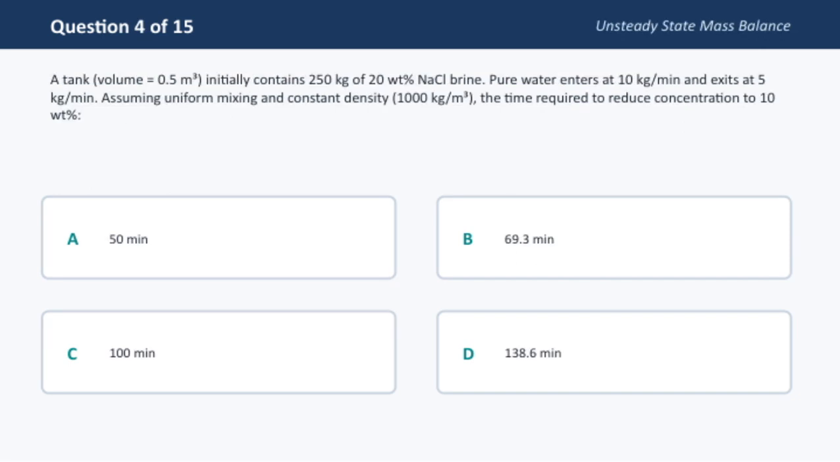Let's look at a classic mixing problem. We start with a tank holding 250 kilograms of brine, that's salty water, at 20% salt by weight. Pure water flows in at 10 kilograms per minute, while the mixture leaves at 5 kilograms per minute. The tank is well mixed, and density stays constant. The question is, how long does it take to dilute the salt concentration down to 10%? This is a perfect example of an unsteady state mass balance in action.